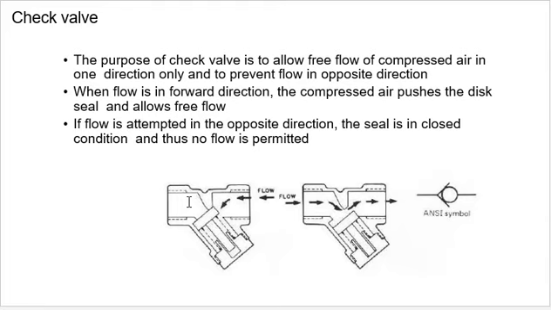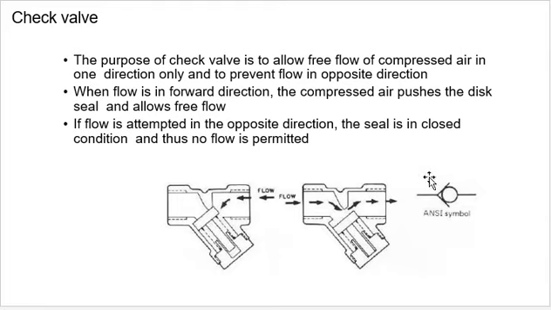Then the next component is the check valve. The purpose of the check valve is to allow free flow of compressed air in one direction only and to prevent flow in the opposite direction. Here this is the no flow because the component is closed, and this is the free flow. From the ISO symbol, when the flow is in the forward direction, the compressed air pushes the disc seal and allows the free flow, and if flow is attempted in the opposite direction, the seal is in a closed condition, thus no flow is permitted.